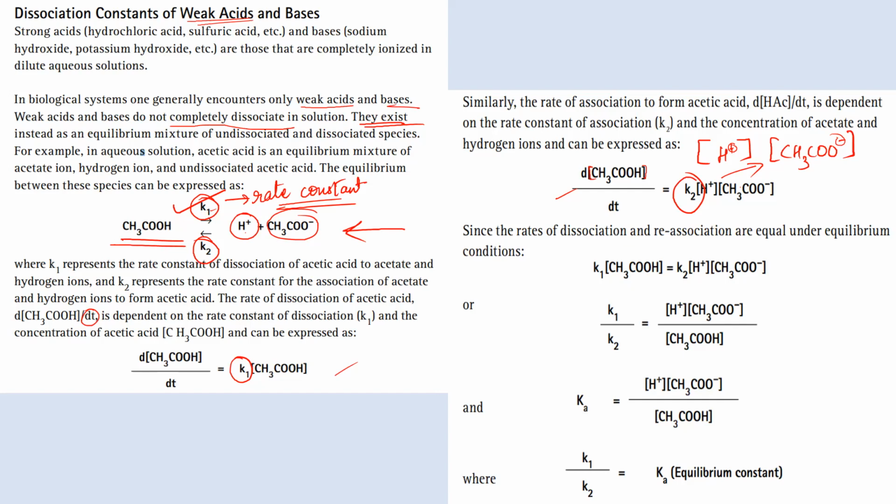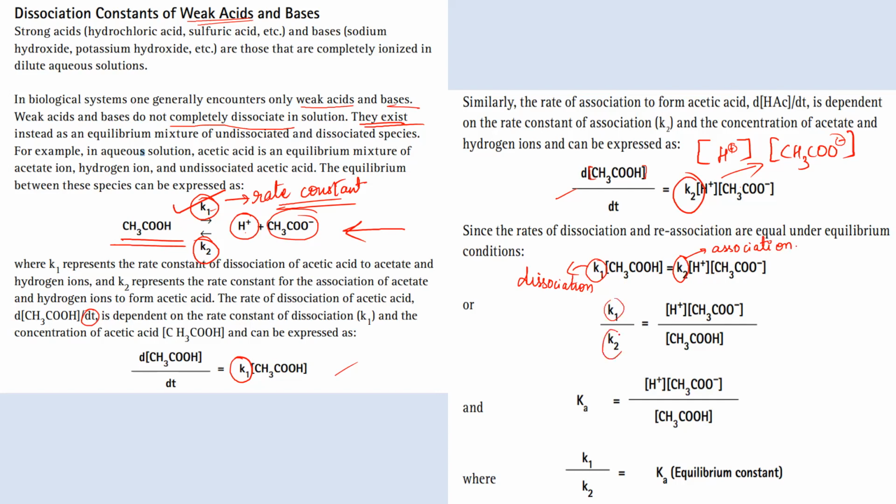Okay, now since the rates of dissociation and reassociation are in an equilibrium condition, we are talking about weak acids. When you add it to an aqueous solution, the acetic acid will be in an equilibrium mixture of H plus and acetate ion and some undissociated acetic acid. So you can write it in this way, K1 CH3COOH, because this is for the dissociation. This is the dissociation constant, and K2 is the association constant. So you can write this equation in this way.